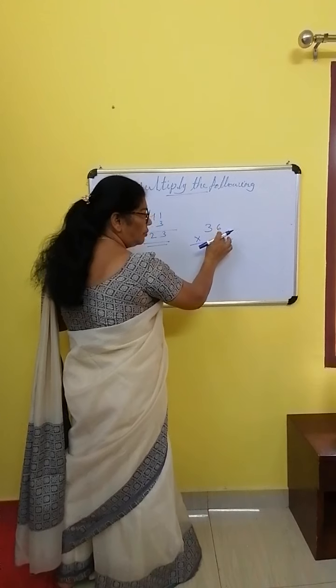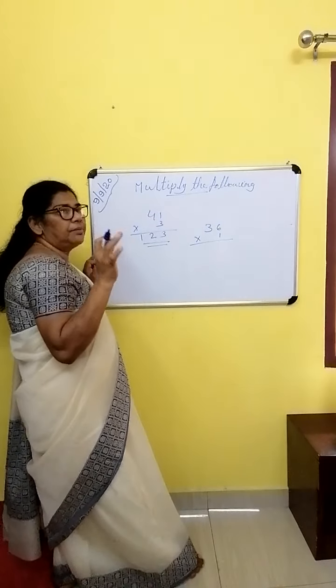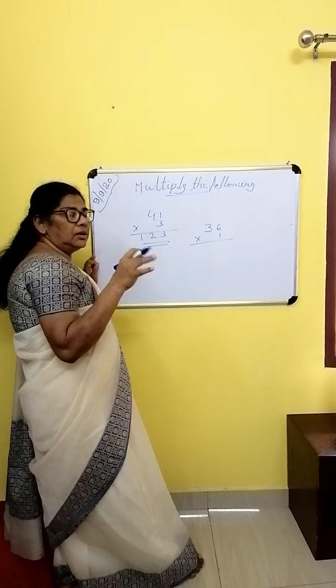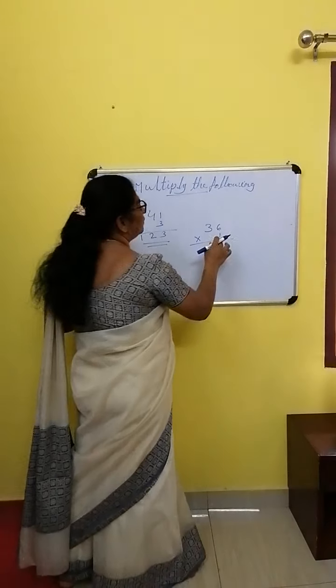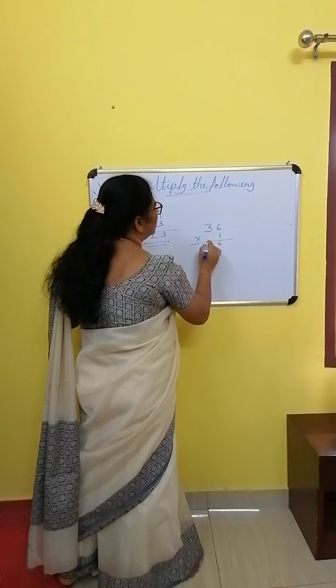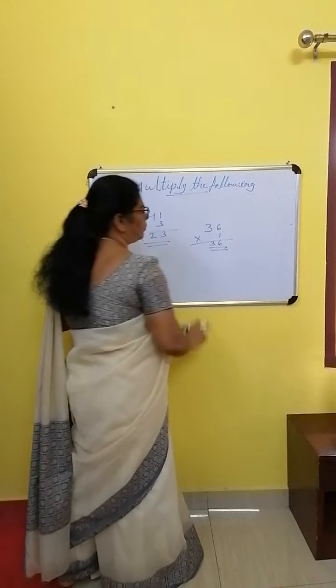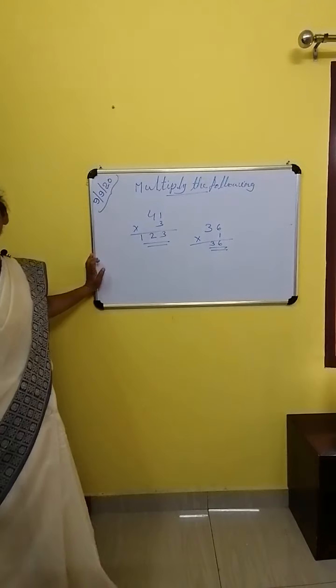Then 36 into 1. See, we are multiplying by 1 now. So when we multiply a number by 1, the product will be the number itself. Even though we can multiply, 1 6 is 6, 1 3 is 3, 36. Underline. Okay.